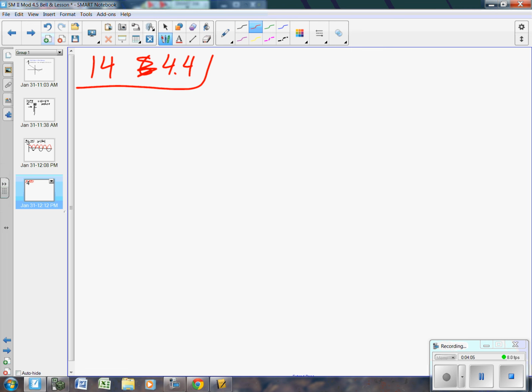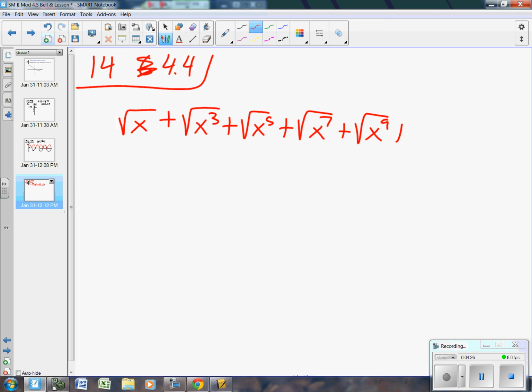Assume that x is greater than or equal to 0. In other words, we're taking the square root of positive numbers. So it gives you this equation right here: square root of x plus square root of x cubed plus square root of x to the 5th plus square root of x to the 7th plus square root of x to the 9th plus square root of x to the 11th. How far does it go? 15. Plus square root of x to the 13th plus square root of x to the 15th. It says use rational exponents.